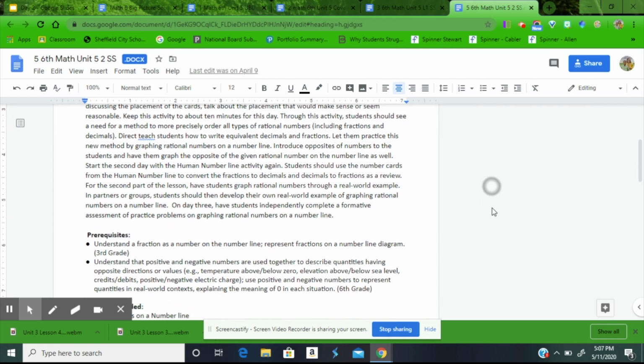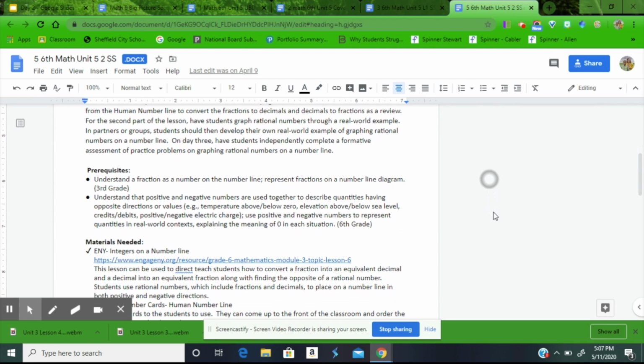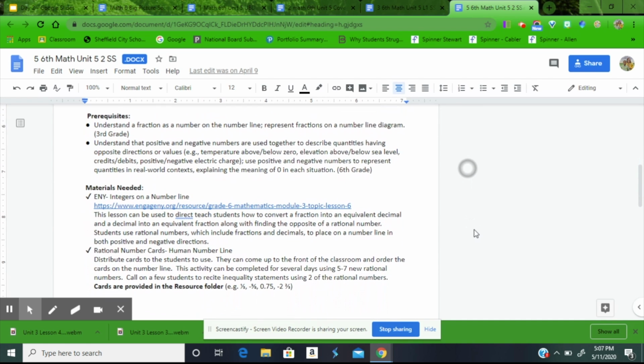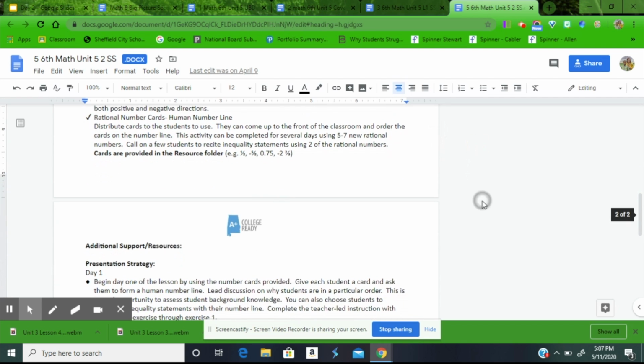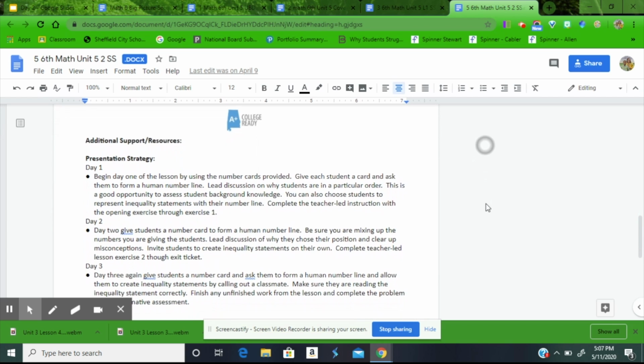You've got your prerequisites, what students need to know before they can successfully complete this unit. If you see them having trouble in one of these areas, you can always go back and use these standards as exit slips or bell ringers. Scrolling on down, we've got our materials that you're going to need, and then your presentation strategy.